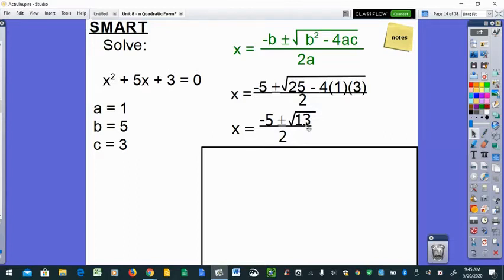This is now where I would pick up the calculator, and I would put in negative 5, not minus, negative 5 plus the square root of 13, and then you must hit equals or enter. Then divide it by 2. Then I would write that down. I would go back to the second problem in the calculator, negative 5 minus the square root of 13, hit enter, divide it by 2, and I get the second answer.